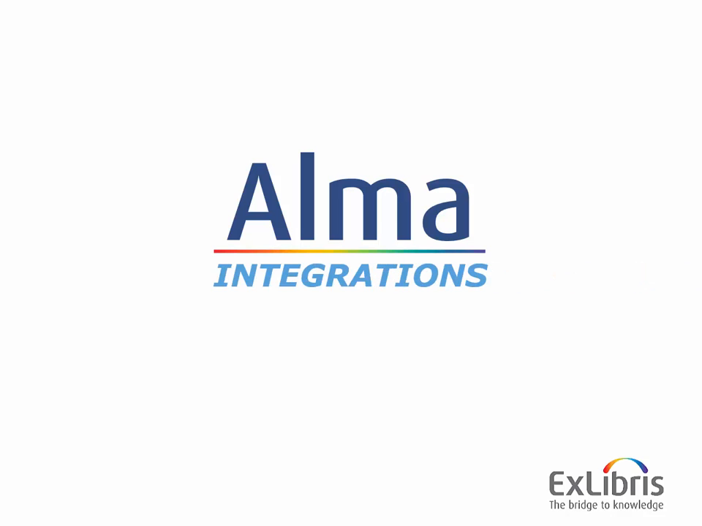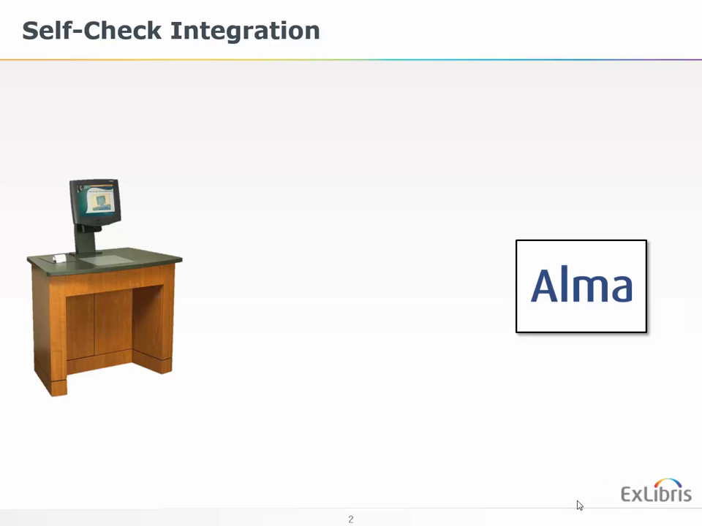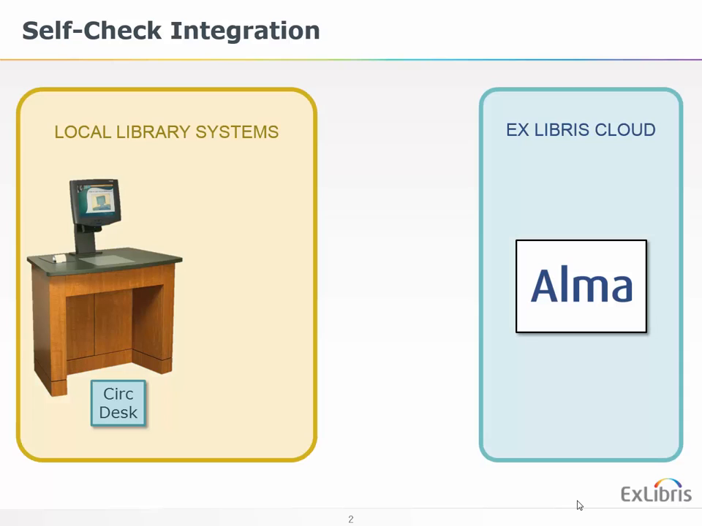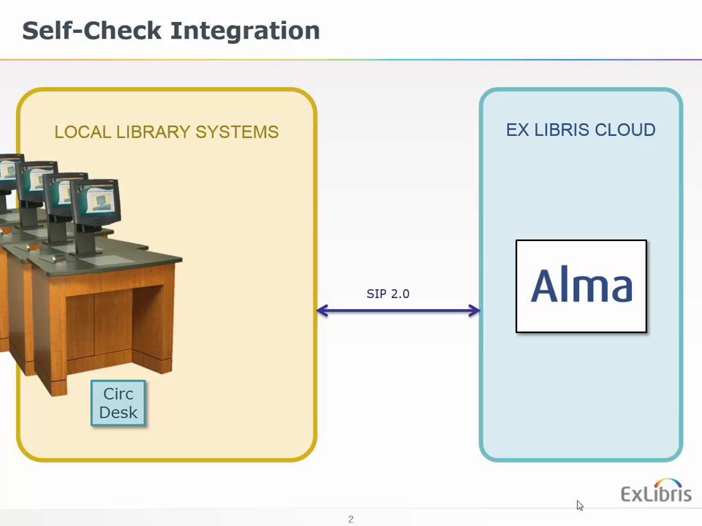Alma integrations. Hi, let's talk about Alma's integration with self-check machines. Alma supports integration of SIP2 compliant self-check machines to allow patrons to check out and check in library items. Self-check machines are associated with circulation desks. Alma acts upon received SIP messages from the machines and returns responses. You may connect several self-check machines to Alma via SIP2.